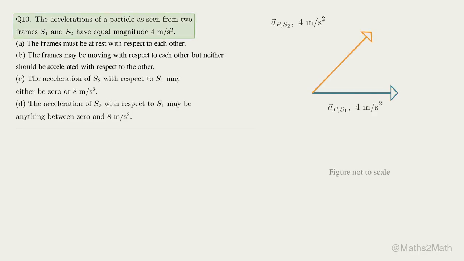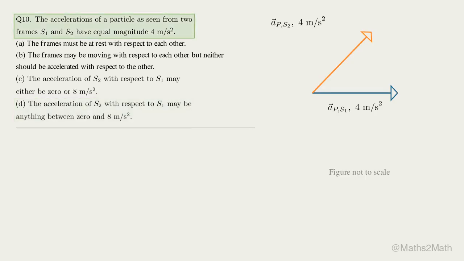Question 10. A particle's acceleration, as seen from two frames S1 and S2, has equal magnitude 4 meters per second squared in each. Option A. The frames must be at rest with respect to each other. Option B. The frames may move, but neither is accelerated with respect to the other. Option C. The acceleration of S2 with respect to S1 is either 0 or 8. Or option D. It may be anything between 0 and 8.